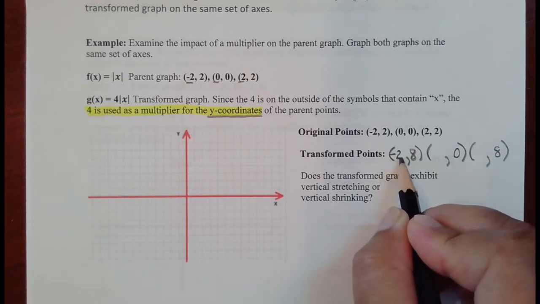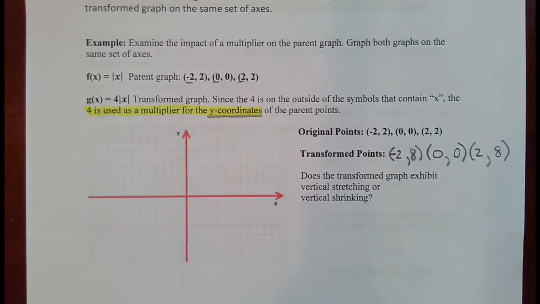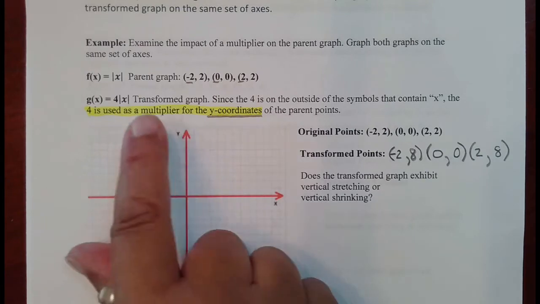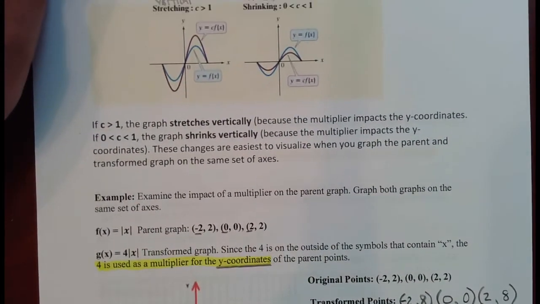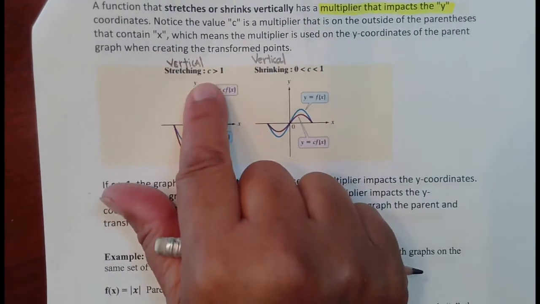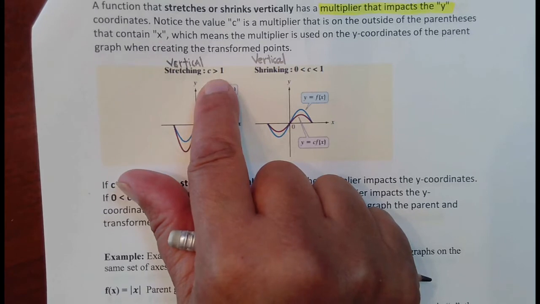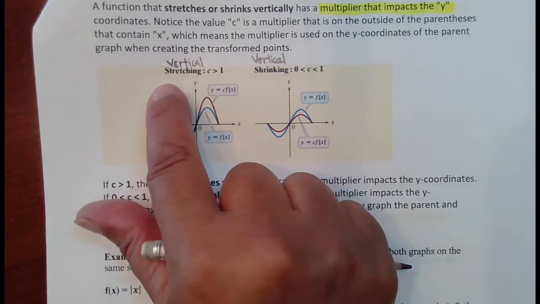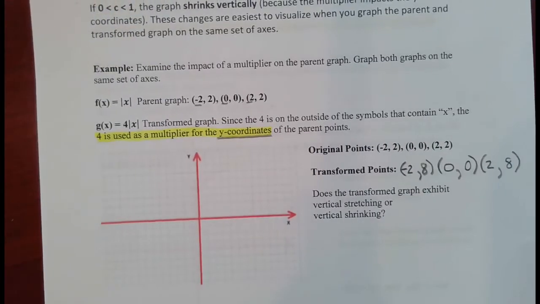We now have points for the original graph, and we know the shape caused by absolute value, as well as the transformed points, where we have multiplied by a value. Now remember what was said up here, that if the C value, the multiplier, is greater than 1, which ours is, it's a 4, we can expect vertical stretching, where it's stretched up and down. And you'll see the appearance that that gives as we go and graph these points.